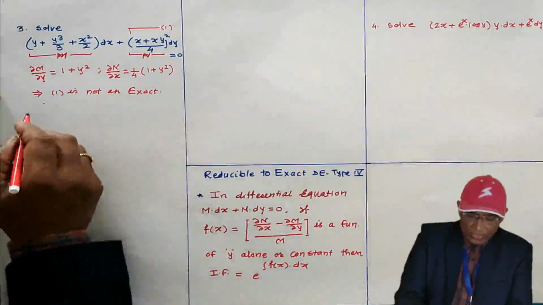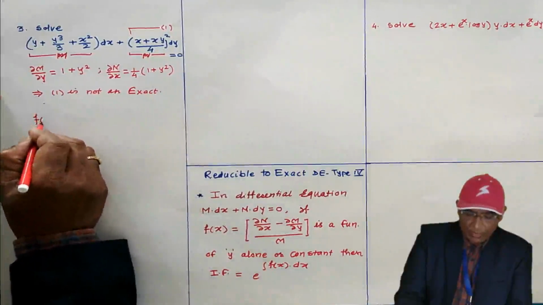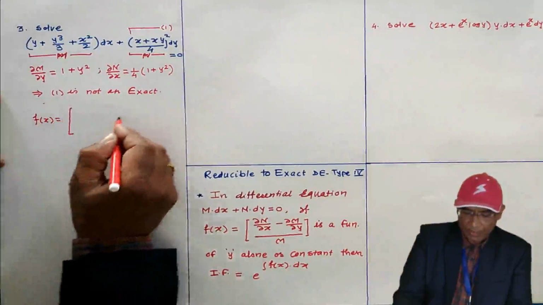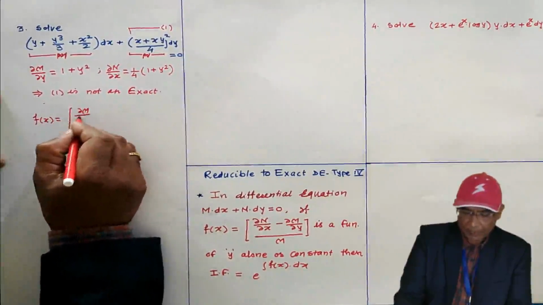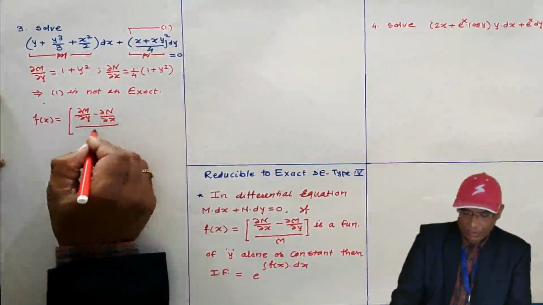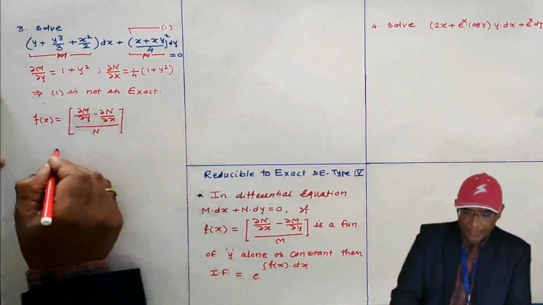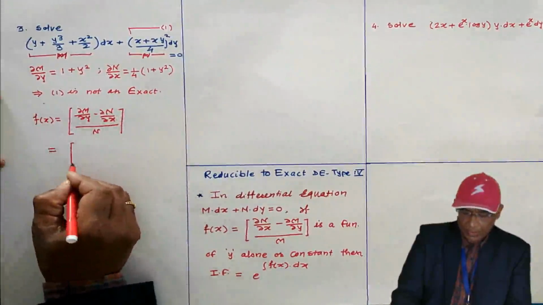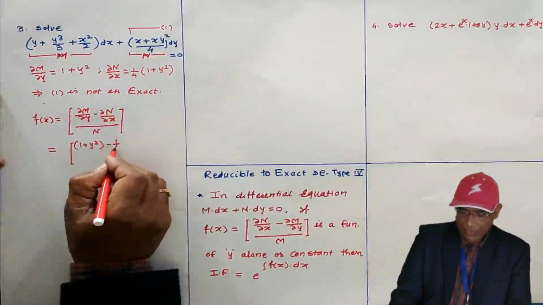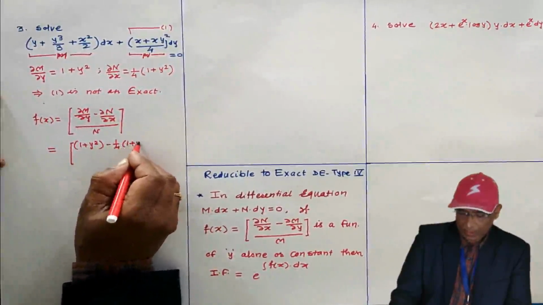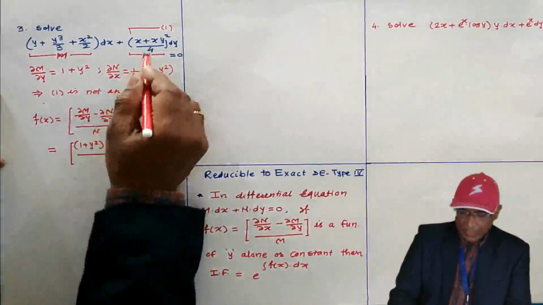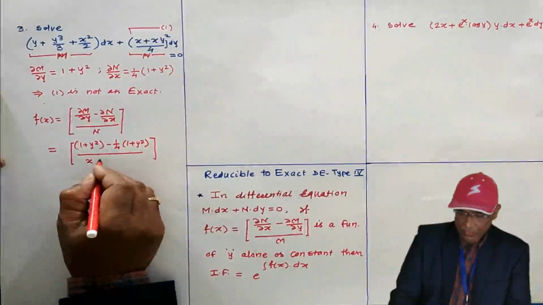Now, f(x): I am going to check whether it is a function of x alone or not. It is (del M by del y minus del N by del x) divided by N. I am increasing the speed now. This del M by del y is 1 plus y square, minus 1 by 4 times (1 plus y square), divided by N, which is x plus xy square by 4.